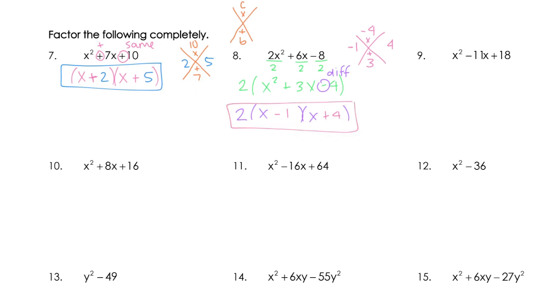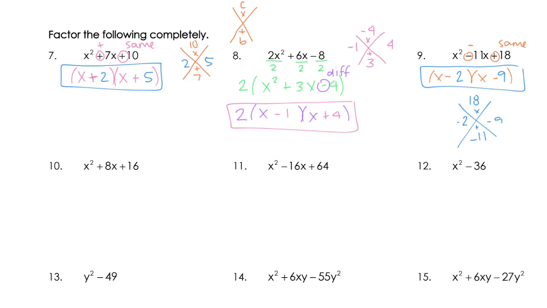Okay, looking at 9, same idea again. So this one does not have a GCF, so we're going to go ahead and draw our 2 parentheses, split the first term up into x and x. Second sign tells me that they're going to be the same. First sign tells me that they're both going to be negative. So then if I draw my x here, we have factors that multiply to be 18, but add to be negative 11. Those 2 factors would be negative 2 and negative 9. So then that's what goes in your 2 parentheses, x minus 2 and x minus 9.